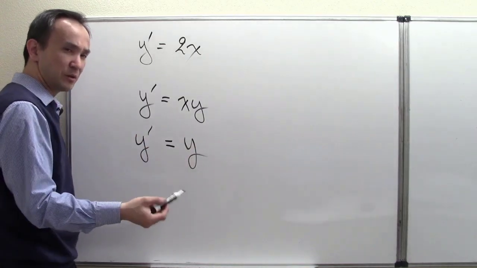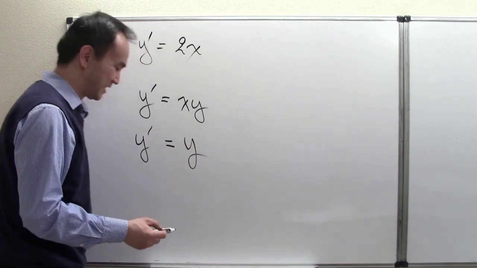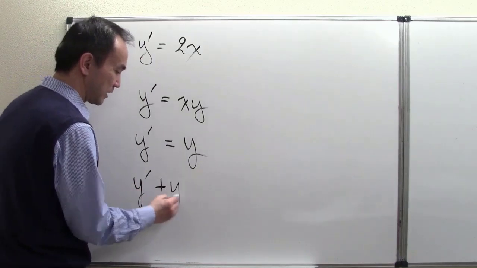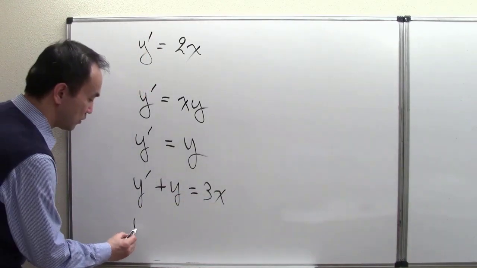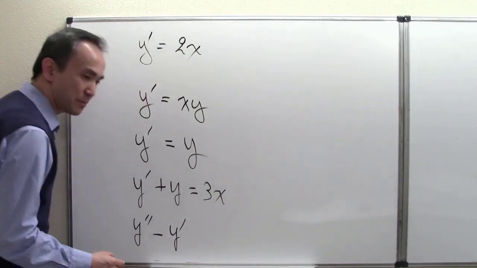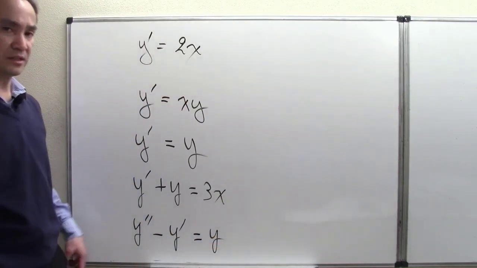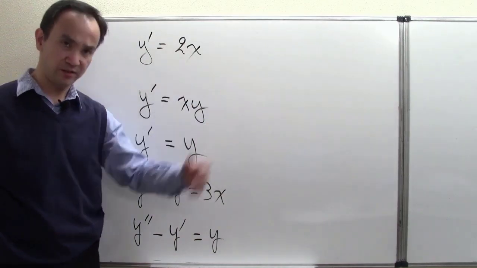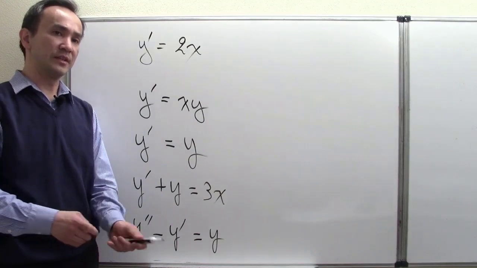I may be a little bit out of order compared to how I wrote down these equations earlier. And then we may have y prime plus y equals 3x. And then there was y prime prime minus y prime equals y. So these were the differential equations I brought up earlier to point out as examples that there are differential equations existing out there.